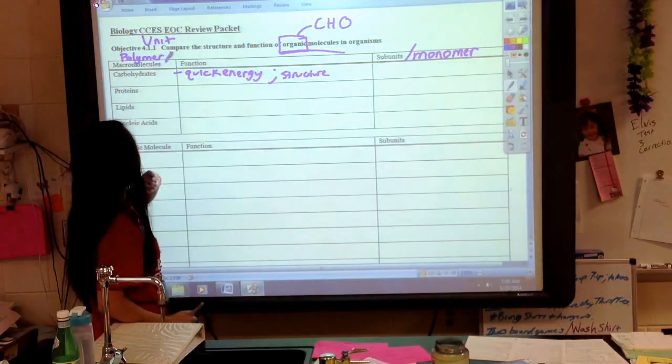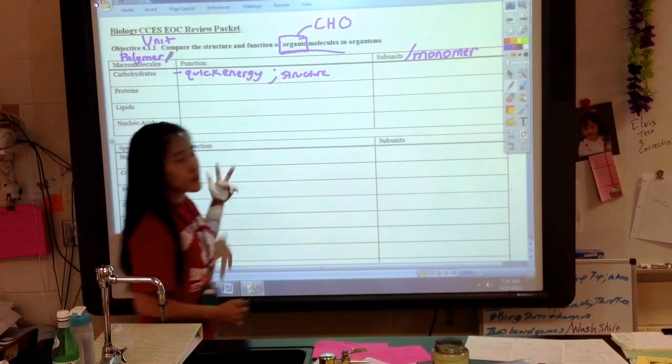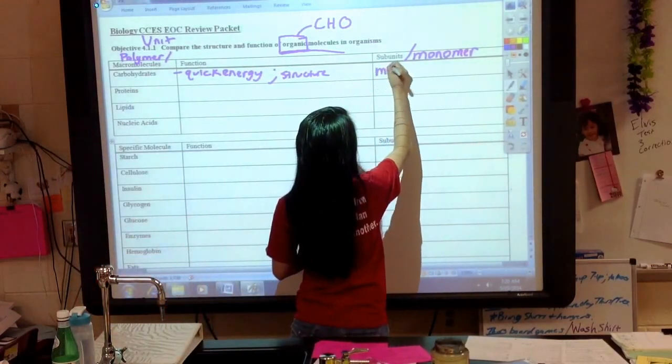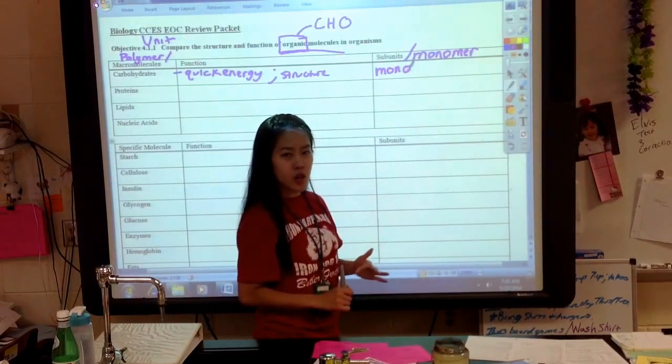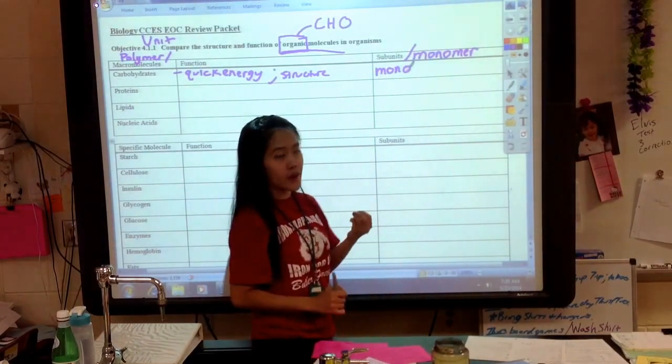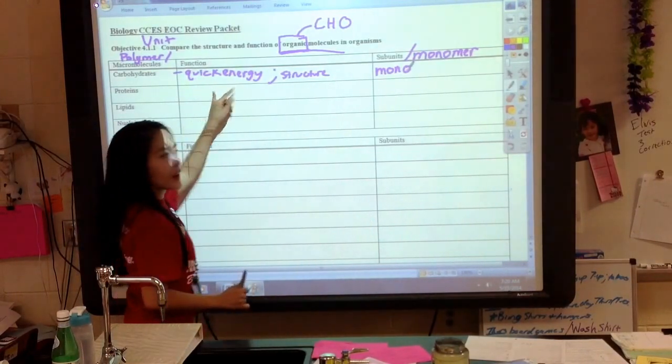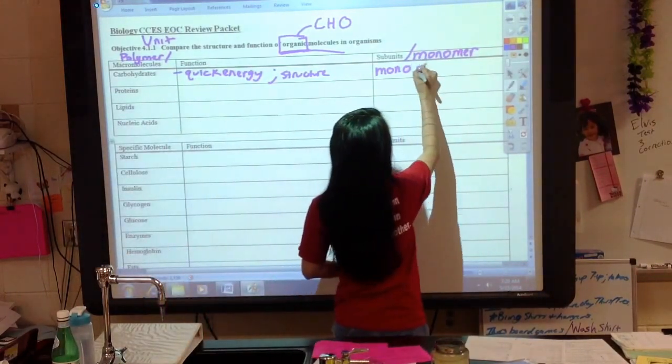For the monomer of a carbohydrate, it actually also starts with the word mono, and it really means one sugar, because a lot of times carbohydrates act as sugars in our body, and that's how they provide that quick energy. So the word for that is monosaccharide.